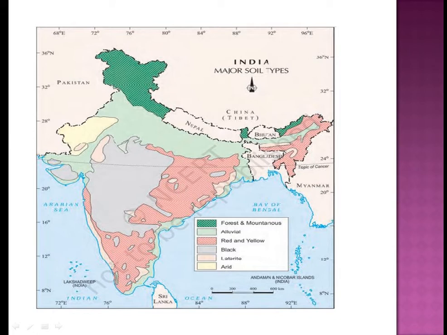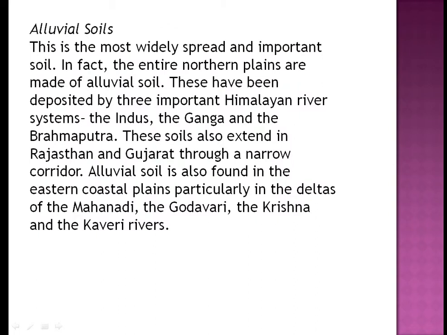So let's move to discuss each type of soil present in India. Alluvial soil. This is the most widely spread and important soil. In fact, the entire northern plains are made of alluvial soil. These have been deposited by the 3 major rivers, that is the Indus, Ganges and Brahmaputra, and all the depositional work is why the northern plain has been formed.